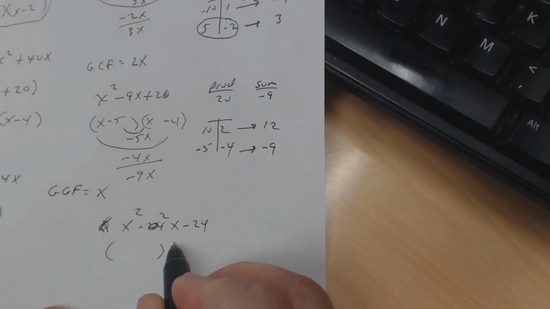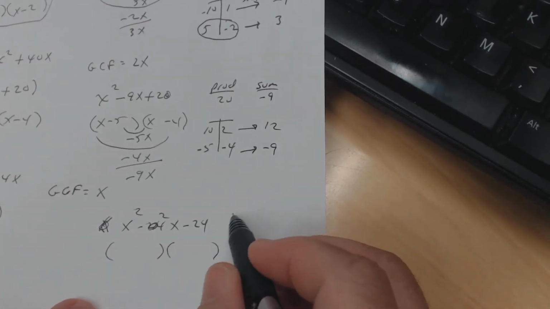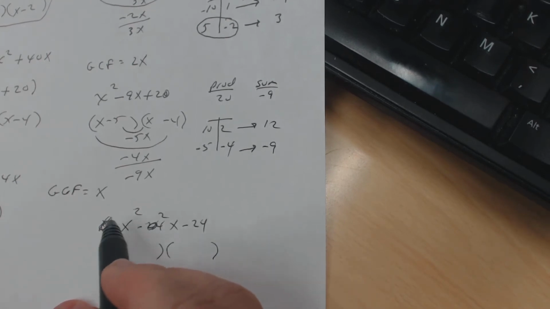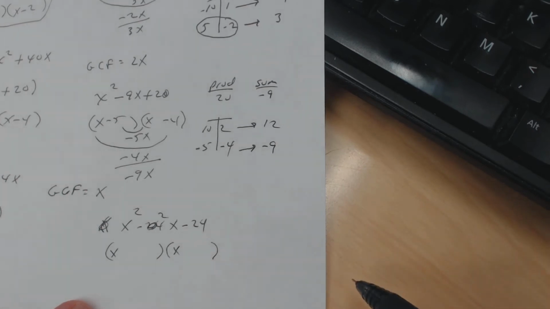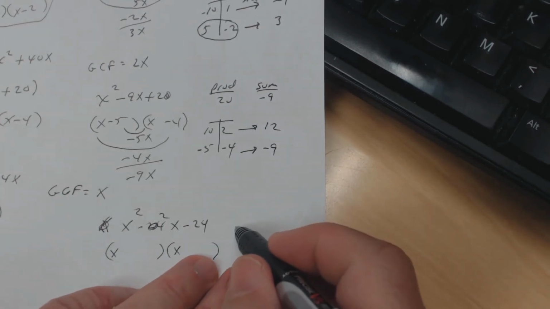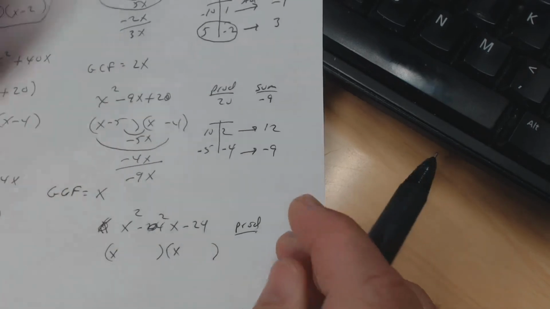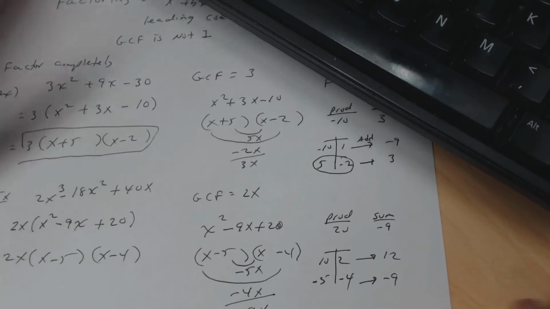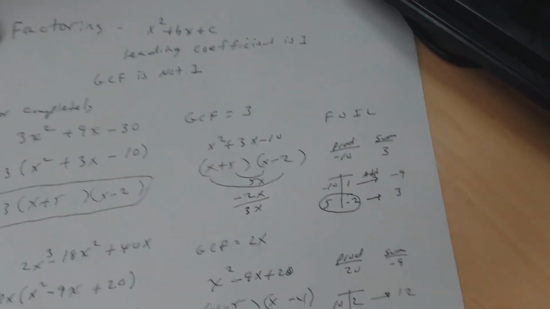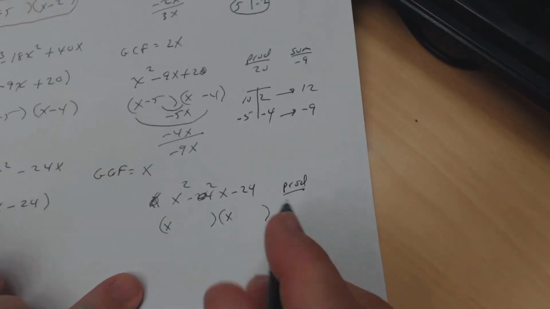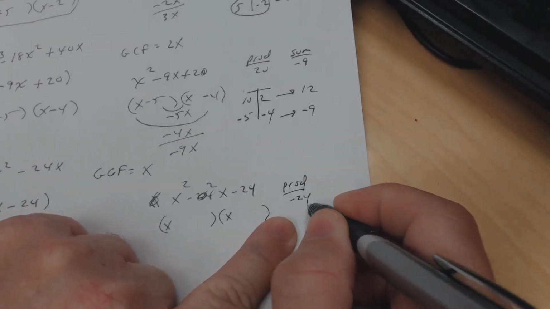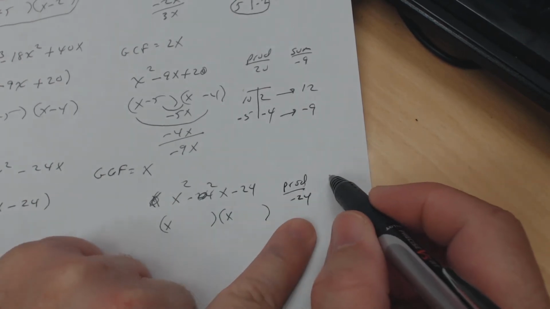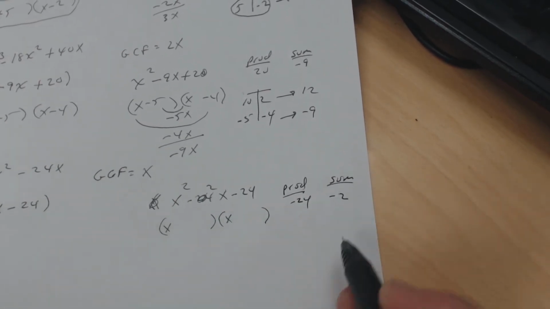Remember, I want to rewrite this as two binomials. Using the idea of FOIL, the product of these two first terms has to be x squared, so the only possibility is x times x. Now I want to find a product that is negative 24 and whose sum is the middle coefficient, negative 2. The sum has to be negative 2.